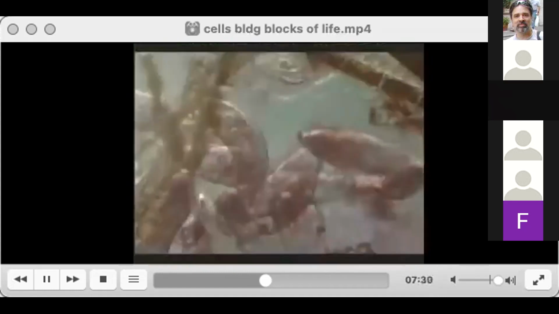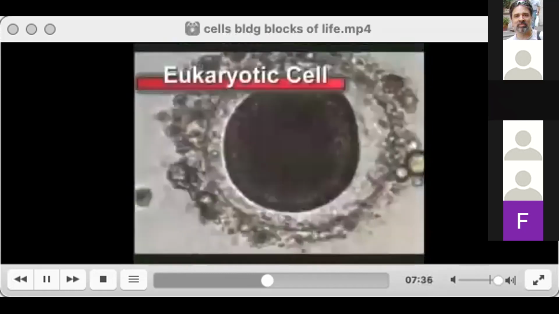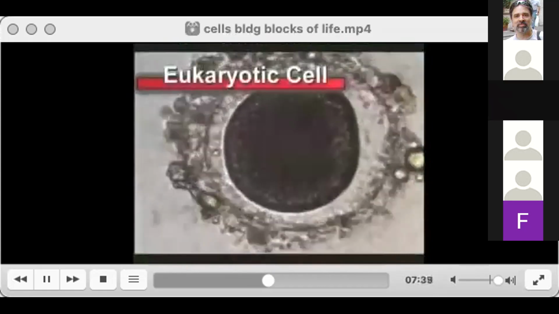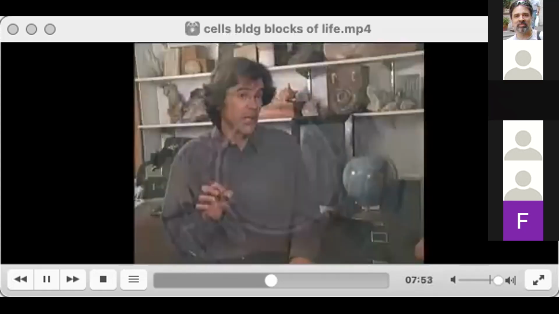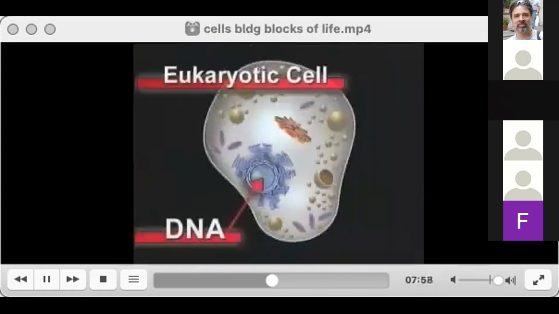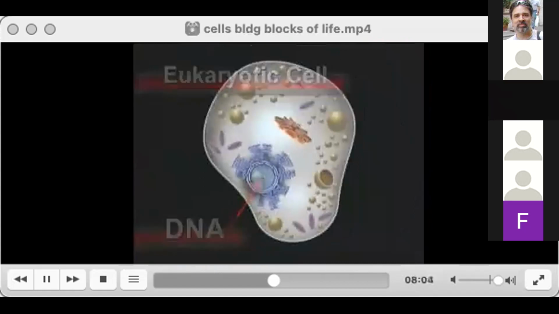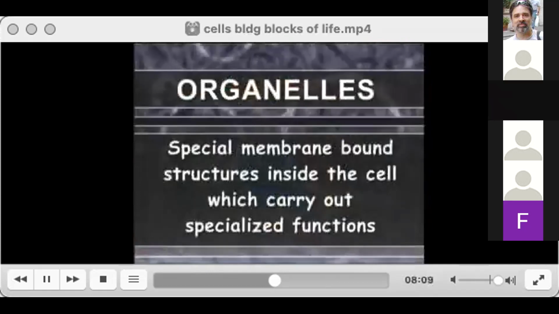All other organisms like protists, fungi, plants, and animals are made up of eukaryotic cells, which are more modern and complex. And one can even talk about the evolution of cells, the way cells have gotten more complex over time. Basically, our human cells are more complex than bacteria cells. A eukaryotic cell has a true nucleus where the DNA is encased instead of floating around in the cytoplasm, and the rest of the organelles are encased by a membrane as well. Organelles are special membrane-bound structures inside the cell which carry out specialized functions.